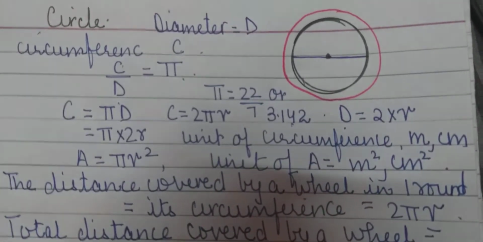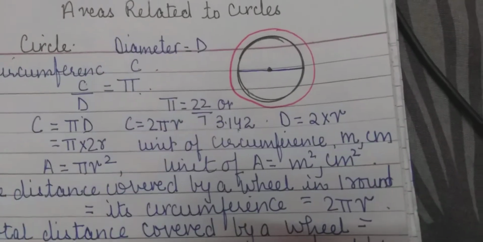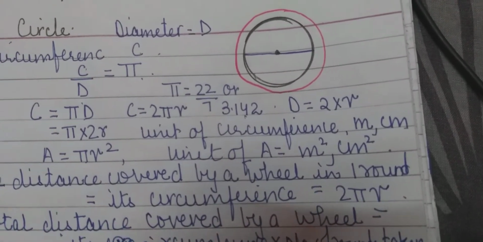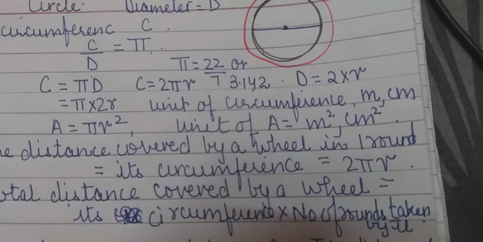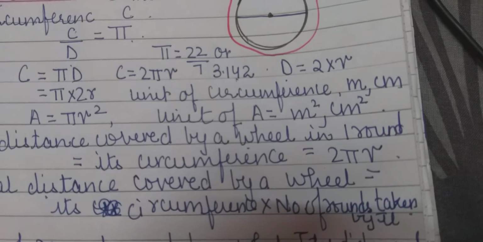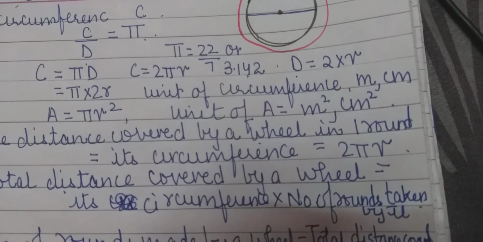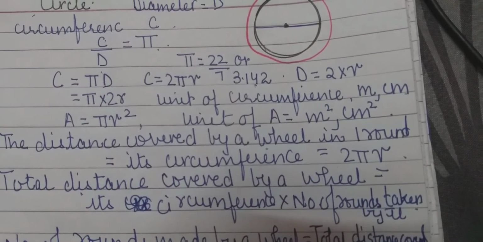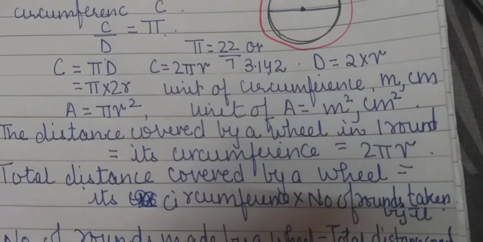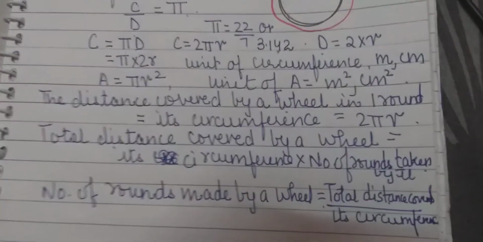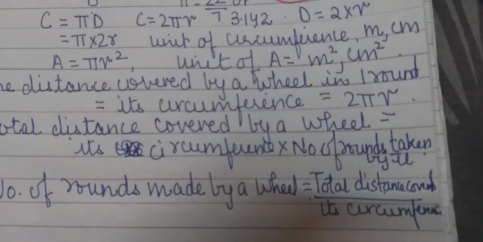As I have told you, what is the circumference? It's the distance covered by a wheel in one round. It means it is equal to 2 pi r. So what will be the total distance covered by a wheel? That will be equal to its circumference into the number of rounds taken by it. If I say what is the total distance traveled by the man in taking 10 rounds of a circle, it will be 10 into the circumference, 2 pi r.